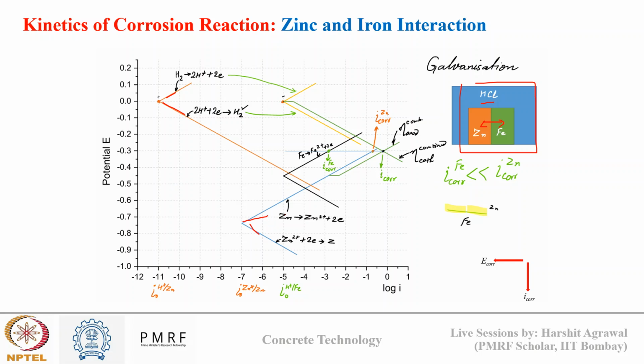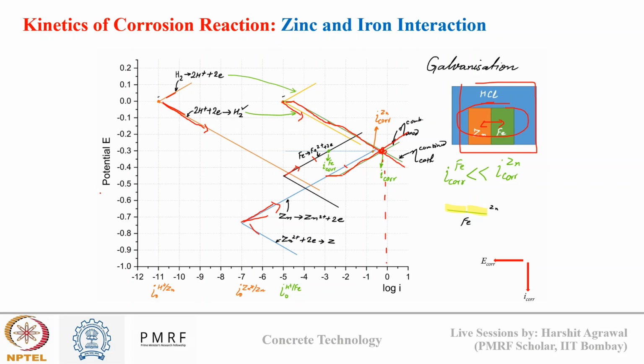The net anodic reaction will be the summation of the anodic reaction of zinc plus the anodic reaction of iron. So it will start from here, and these two equations, this one and this one, will add. So the net anodic reaction is something like this. The net cathodic reaction will be the summation of this line, the reduction of HCl at the zinc electrode, and the reduction of HCl at the iron electrode. So this will be this line. The intersection of the net cathodic reaction and the net anodic reaction will be somewhere at this point, which will give me the net current density in this system.